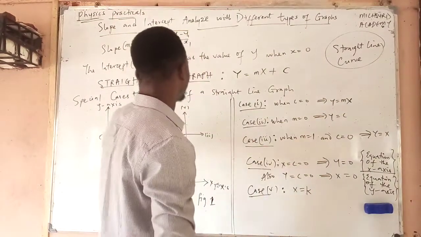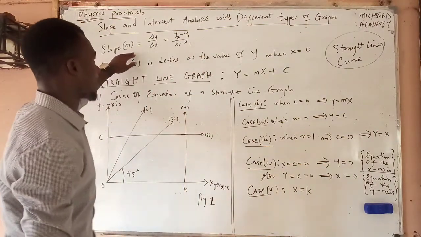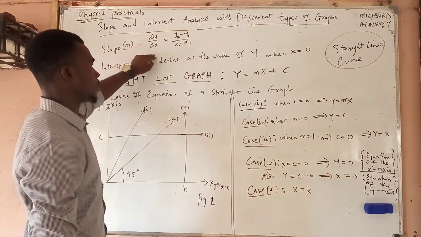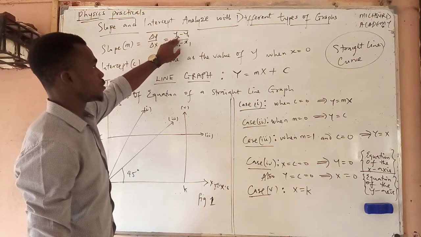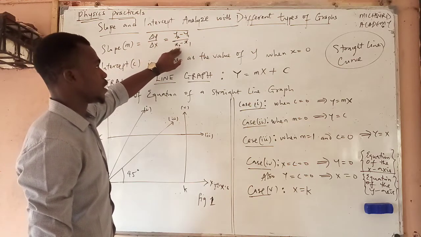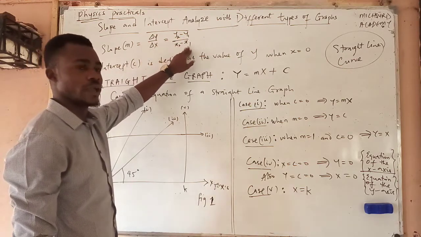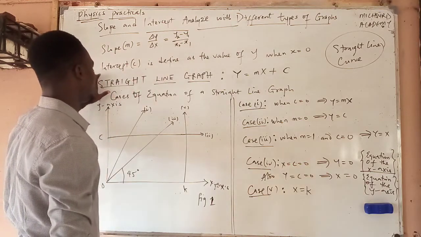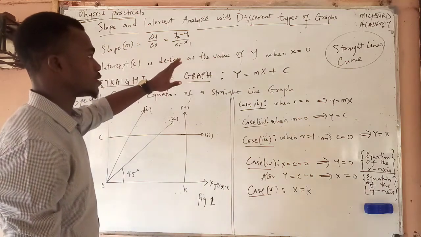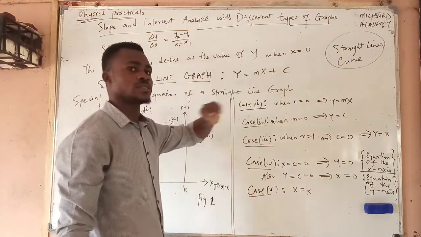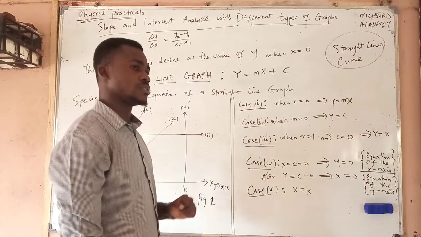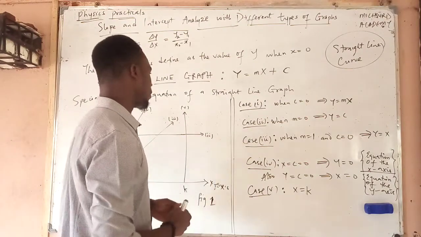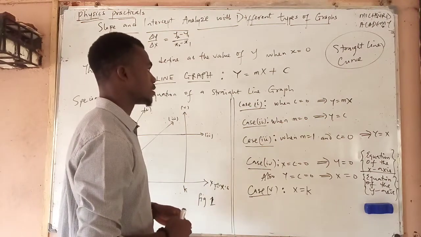Now the slope m is normally given as the change in y all over the change in x, which is equal to y2 minus y1 all over x2 minus x1. We've talked about this in our last class. The intercept also is defined as the value of y when x is equal to 0. That is the point where your line of best fit cuts the y-axis. Then we have our intercept there.